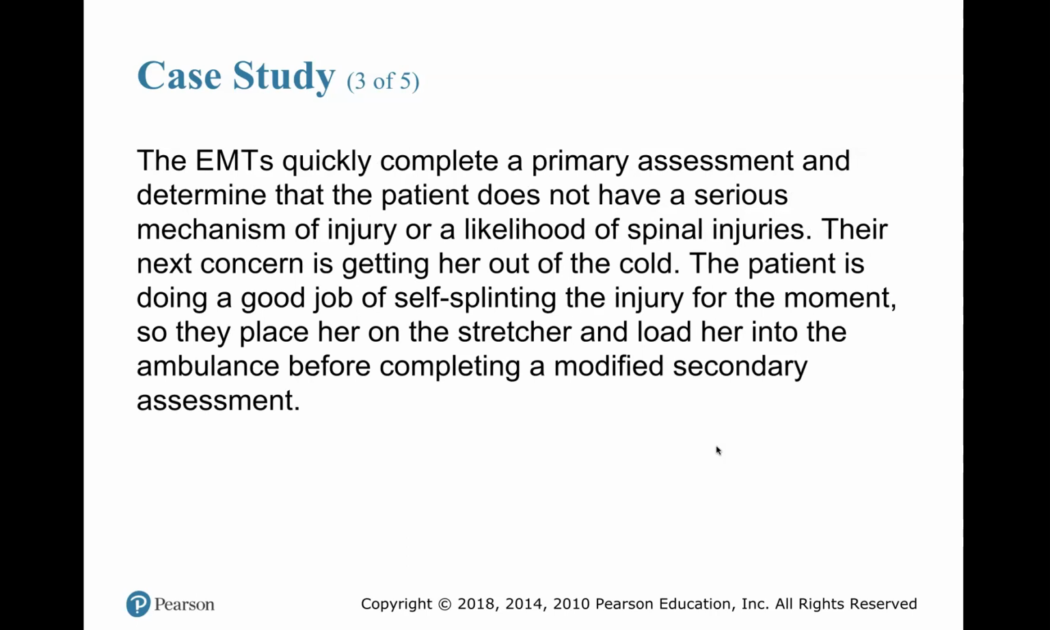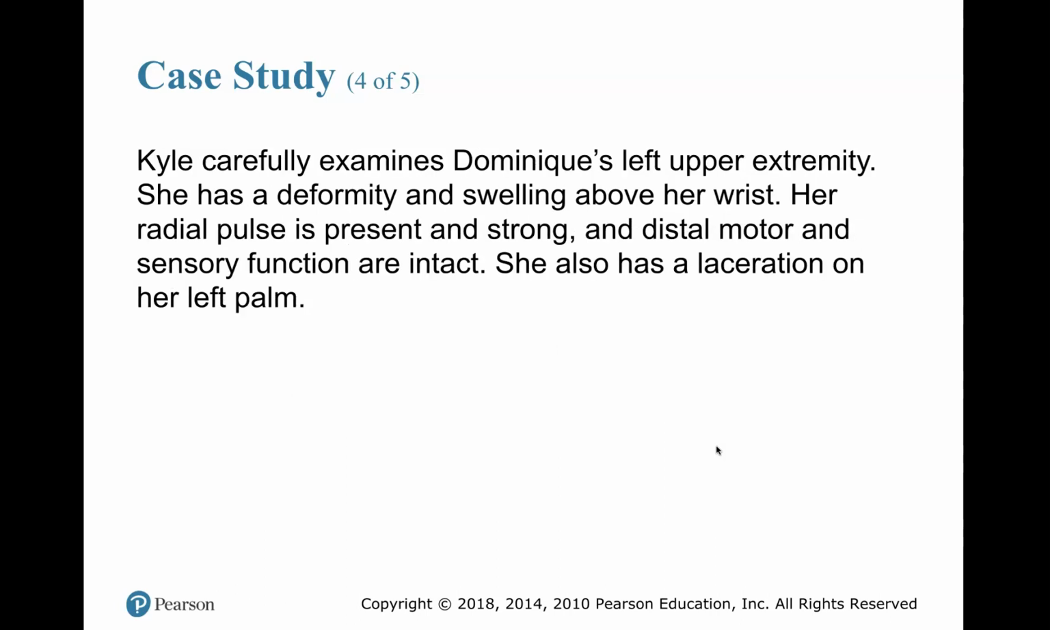The EMTs quickly complete a primary assessment and determine that the patient does not have a serious mechanism of injury or likelihood of spinal injuries. Their next concern is getting her out of the cold. The patient is doing a good job of self-splinting the injury for movement, so they place her on the stretcher and load her into the ambulance before completing a modified secondary assessment.